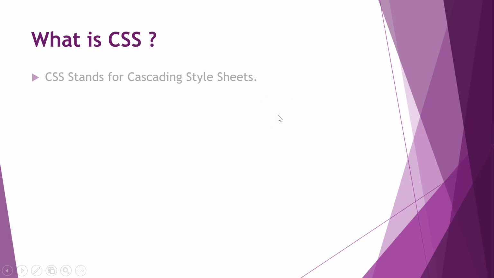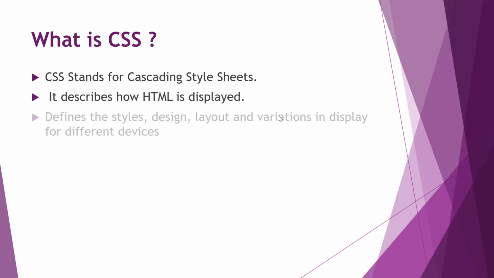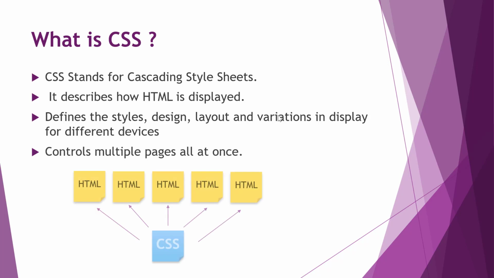CSS stands for Cascading Style Sheets. CSS describes how HTML elements are to be displayed on desktop, mobiles, or in any other media. It is used to define styles for all your web pages, including the design, layout, and variations in display for different devices and screen sizes. CSS is a very powerful language. It saves us a lot of work. It can control the layout of multiple web pages all at once.